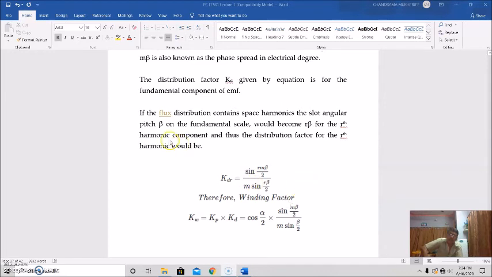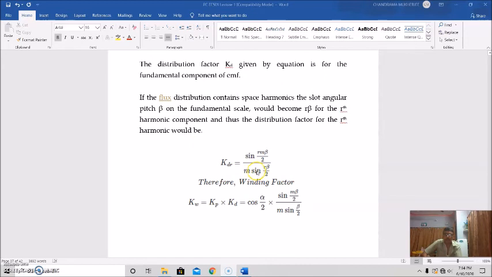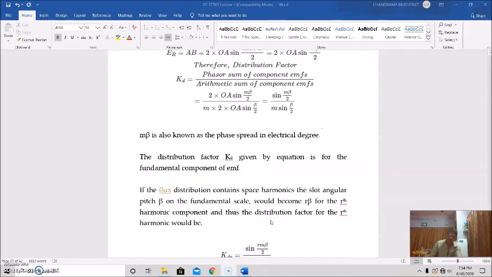So like the pitch factor, I told you that the distribution factor also for different harmonics will be multiplied by the harmonic order, for the rth harmonic it was r beta, etc. So it will be like this. So that's all about your winding factors. So this is the product of pitch factor and distribution factor, of course.